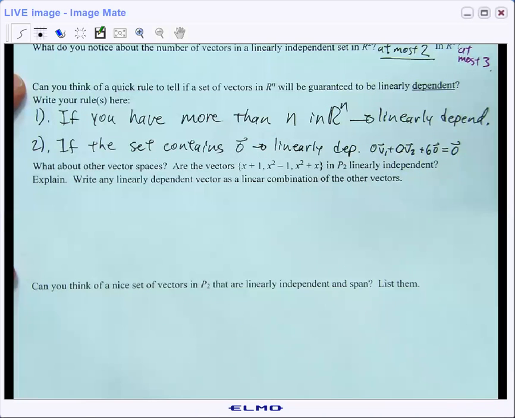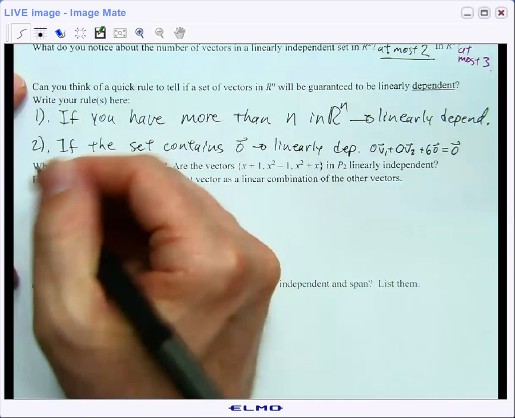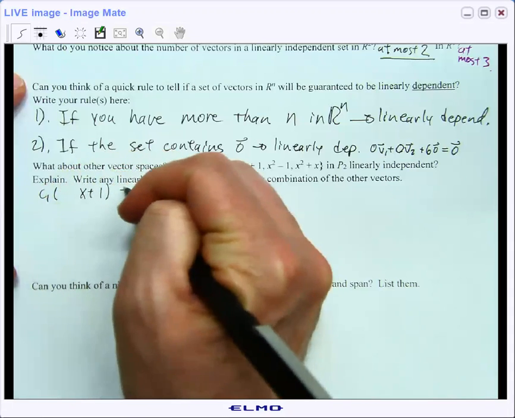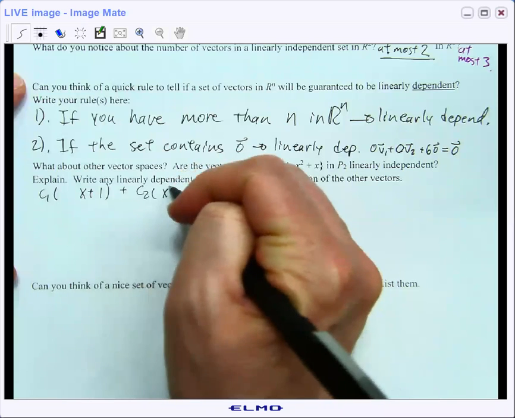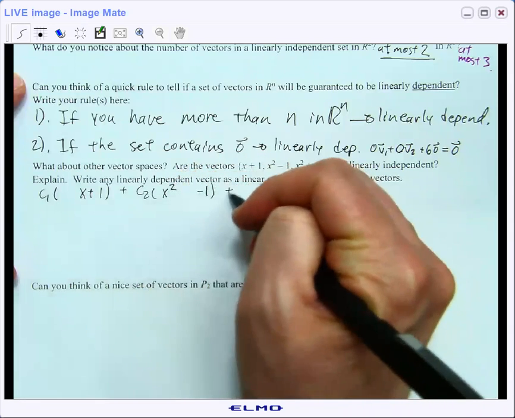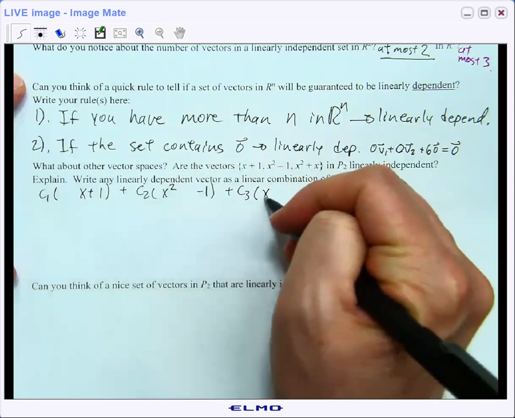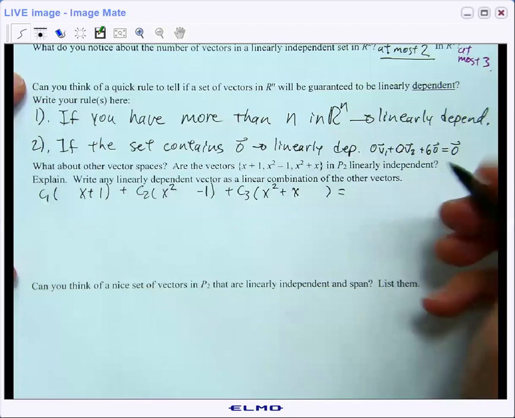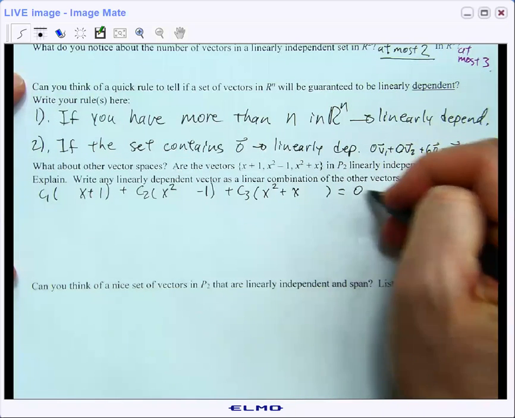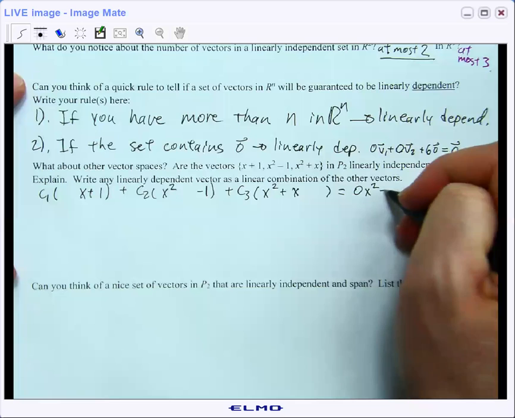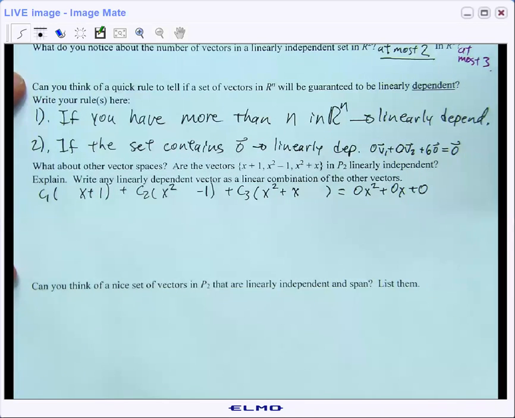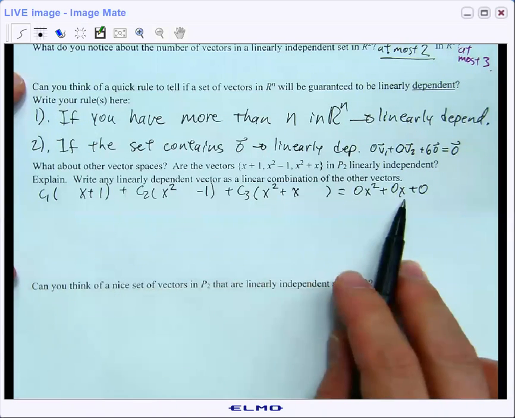Well, let's do this one together. So we're going to do C1 times x plus 1 plus C2 times x squared minus 1 plus C3 times x squared plus x. And we want to see if that's equal to the 0 vector. Under standard operations, the 0 vector in P2 is 0x squared plus 0x plus 0. So if we look at this together, it's going to create for us a linear system.